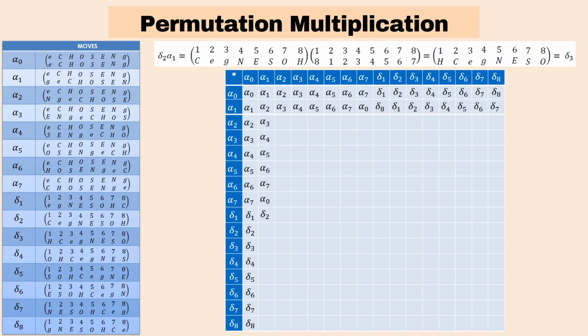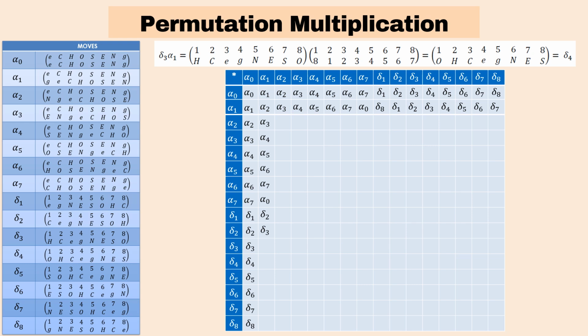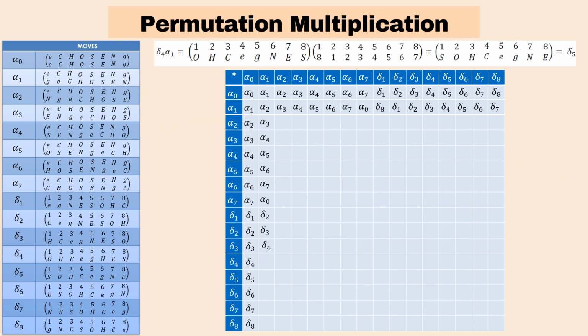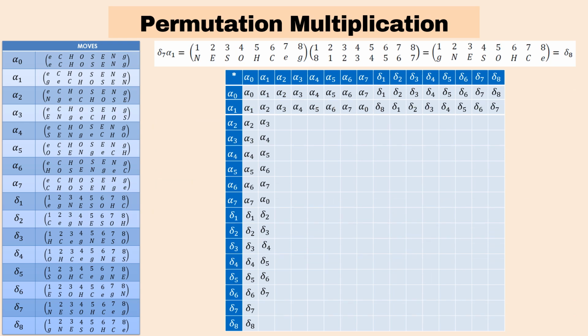Delta sub 2, alpha sub 1 is equal to delta sub 3. Delta sub 3, alpha sub 1 is equal to delta sub 4. Delta sub 4, alpha sub 1 is equal to delta sub 5. Delta sub 5, alpha sub 1 is equal to delta sub 6. Delta sub 6, alpha sub 1 is equal to delta sub 7. Delta sub 7, alpha sub 1 is equal to delta sub 8. Delta sub 8, alpha sub 1 is equal to delta sub 1.